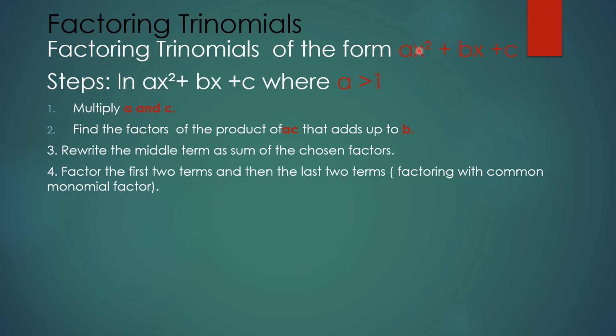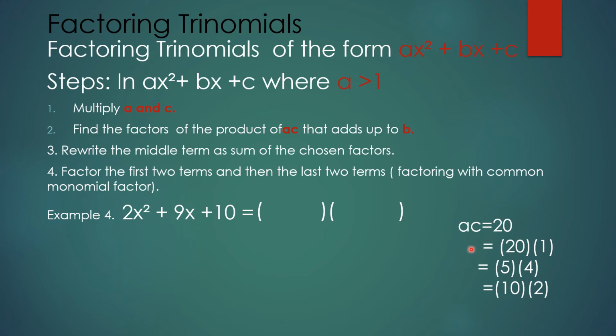This time we're going to factor ax squared plus bx plus c, wherein a is greater than 1. So here are the steps. We're going to go over them as we answer the given example. We have here 2x squared plus 9x plus 10. The first step is to multiply a and c. So 2 times 10 is 20. We're going to look for factors of 20 that, when added, give 9, the middle term coefficient. We have it here, 5 and 4.